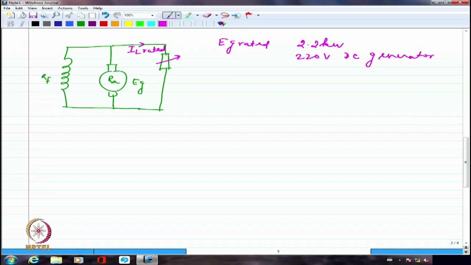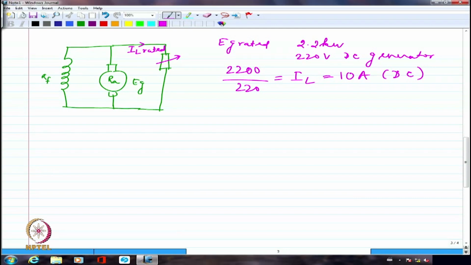What is the terminal voltage? So we are looking at the terminal voltage as 220 volts. 2.2 kilowatt is the output. We are going to have an output in the DC generator, which is an electrical output, and that is going to be 2.2 kilowatt. So I can right away say 2200 divided by 220 is going to be the load current. It is DC, no power factor, so I can directly calculate the current as 10 ampere flowing through this.